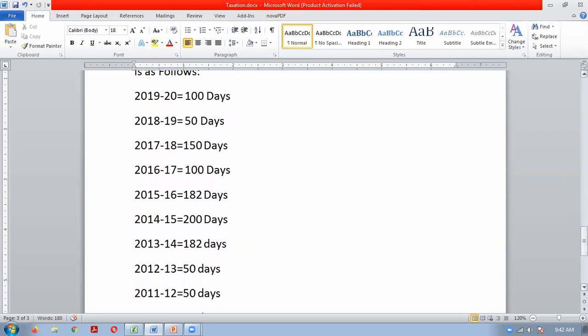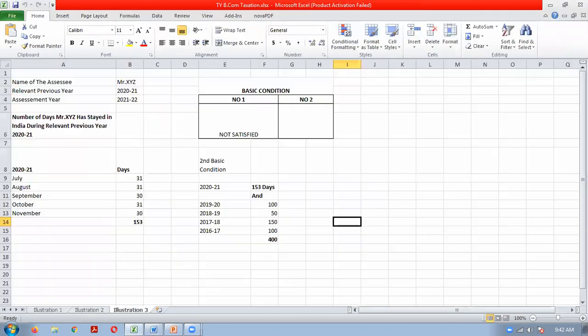Okay, I hope everybody understood this much. We discussed this in the last class also: what the relevant previous year is and what the preceding previous year is. Now we will understand how to solve this illustration.